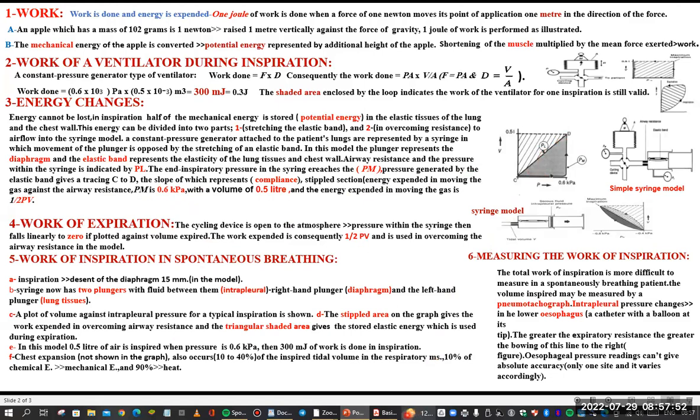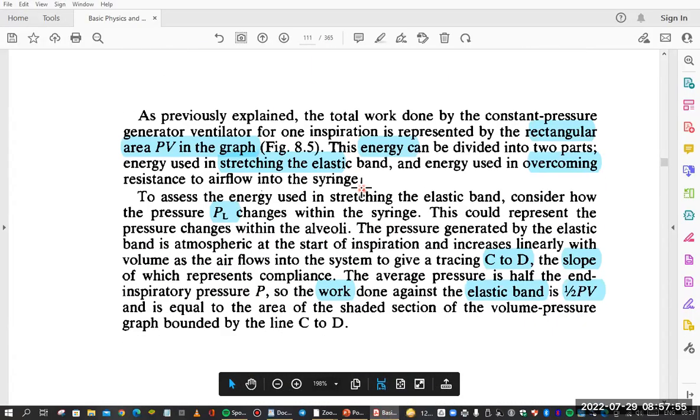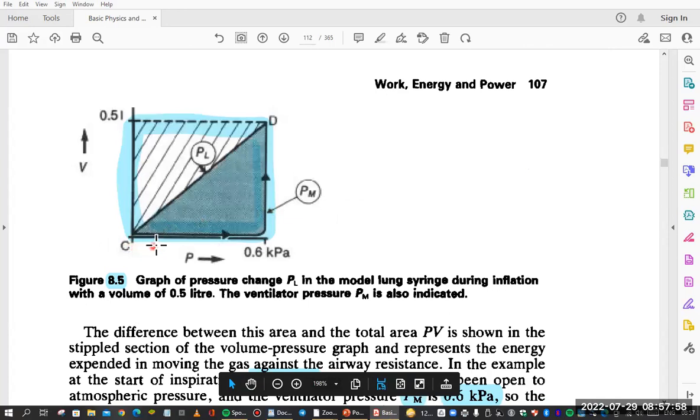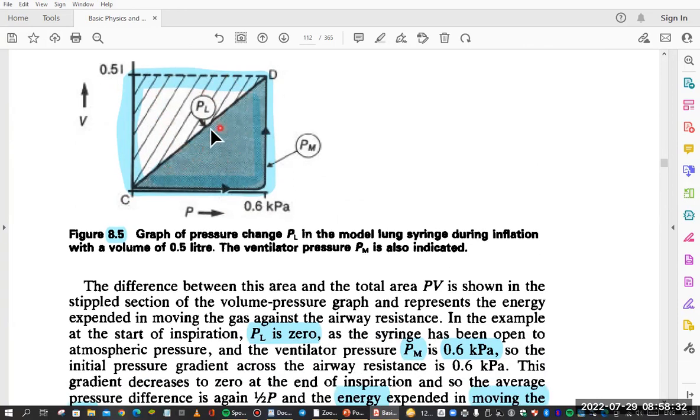So it will create a graph that we'll be seeing now. This graph, as we said before, shows a pressure of 0.6 kilopascal and a volume of half a liter. This change of volume creates a CD line. The slope of the line represents the compliance, and this half of the shaded area represents the inspiration, and this one represents the expiration. Each of them is considered half of the total.